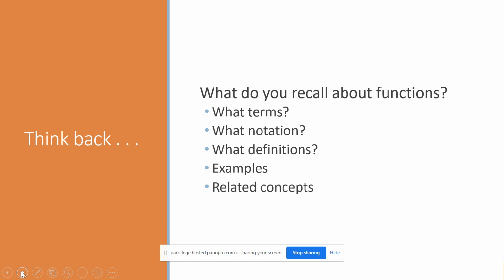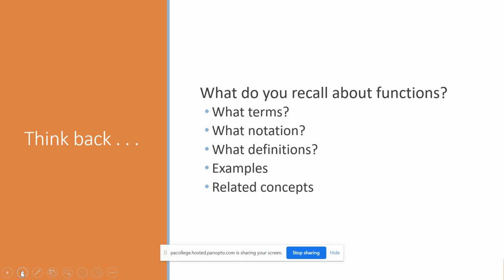So some of the terms that you might think of are domain and range, and they are the words that refer to the x and the y, or the independent and dependent variables. With notation, you might remember f of x can be used instead of y. With the definition, you might remember the idea of something being one-to-one. Examples can be almost any equation, such as a linear function or a logarithmic function. A related concept that might come to mind is that of an inverse function or the vertical line test.